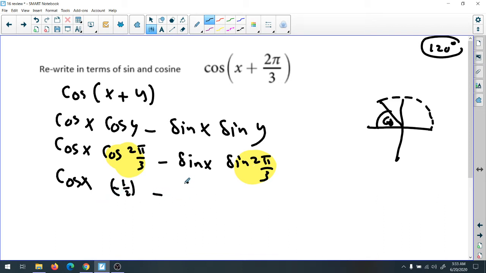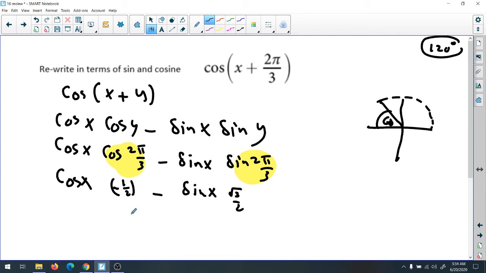Minus sine x times sine of 120. 120 is in the second quarter, and sine is positive there. Sine 120 is the same as sine of 60, which is square root of 3 over 2. So this will be square root of 3 over 2, and it's positive. Sine here is positive.